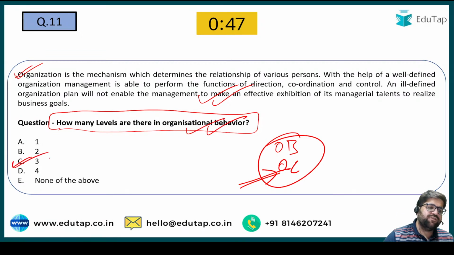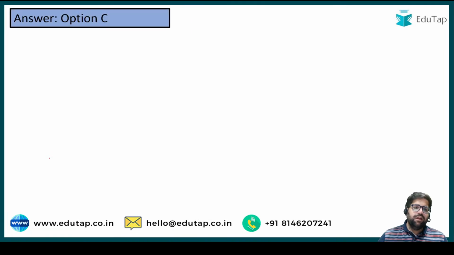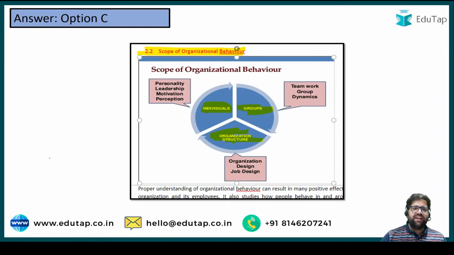There are 3 levels which we talk about. First is the individual level, then the organization level, and then the group level. This has been clearly depicted in your concept notes as well. Under the scope of organization level, there is the individual level, the group level, and at the same time the organizational structure. Under organizational structure, we see how organization design and job design are done. Under group we focus on the team, and under individual we focus on personality, motivation, supervision and so forth.